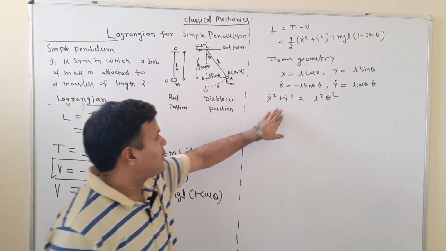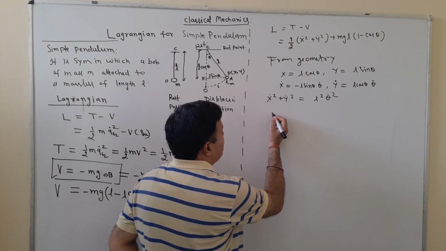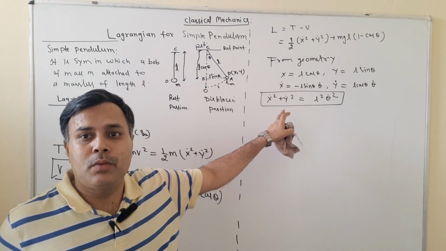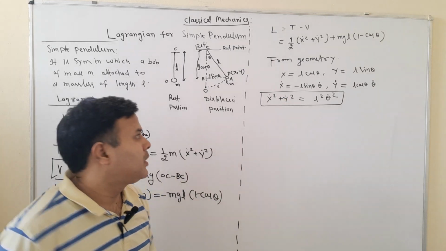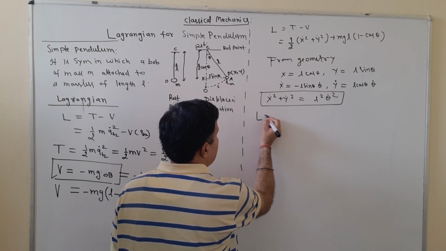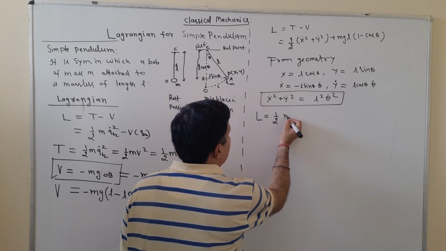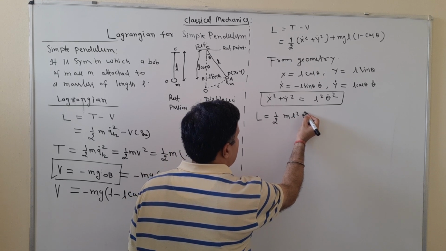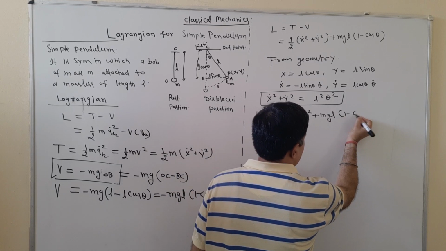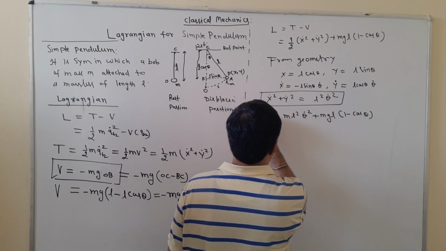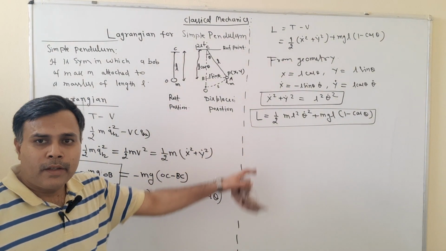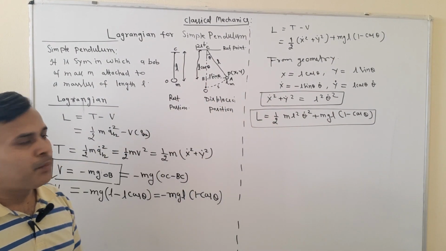So this is another equation. This is a very important equation of constraint. This is known as the equation of constraint and this is a holonomic constraint. So now putting the value into the system, our Lagrangian is 1/2 m L square theta dot square plus mgL(1 minus cos theta). So this is the Lagrangian expression corresponding to this simple pendulum.